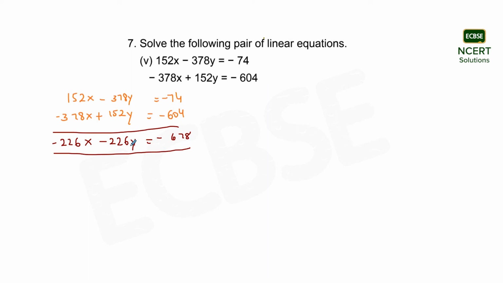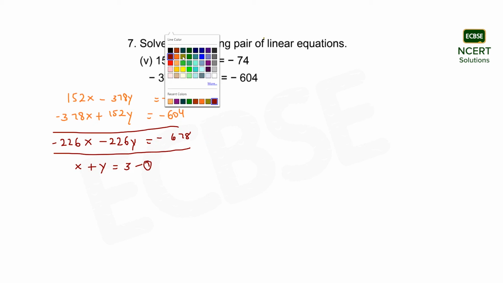How? Because 226 into 3 is nothing else but just the number 678. That is, 678 is a factor of 226. So we can take 226 common from both the sides, which will be cancelling out. So here I'll be getting the equation x plus y is equals to 3. This 226 will be cancelling out on both the sides. So this will be the first equation, say.